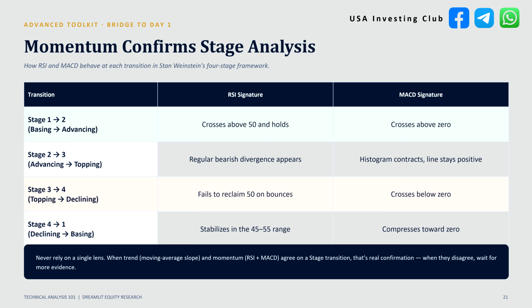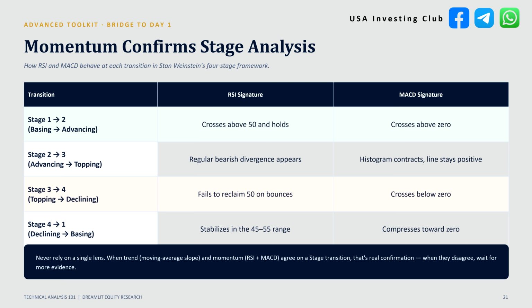At the Stage 3 to 4 transition, topping into declining, RSI fails to reclaim 50 on its bounces, while MACD crosses decisively below 0. And at the Stage 4 to 1 transition, declining back into basing, RSI stabilizes in a tight 45 to 55 range, while MACD compresses back towards 0. Both indicators settling down as the stock enters a new period of consolidation.